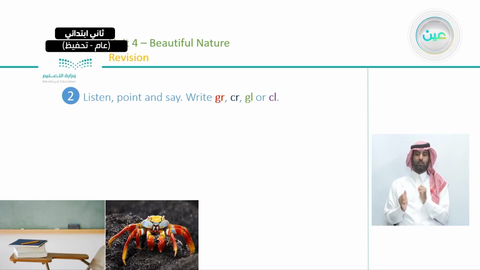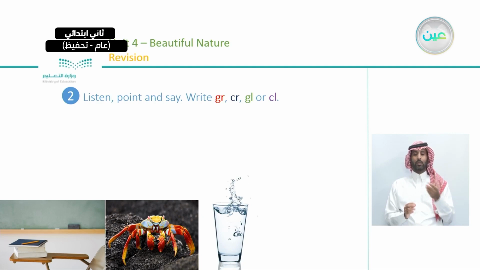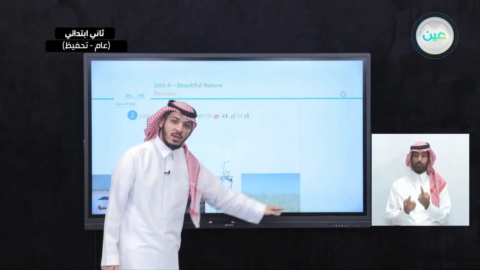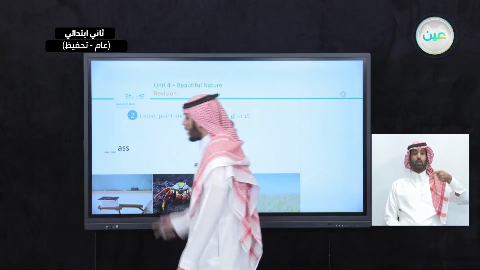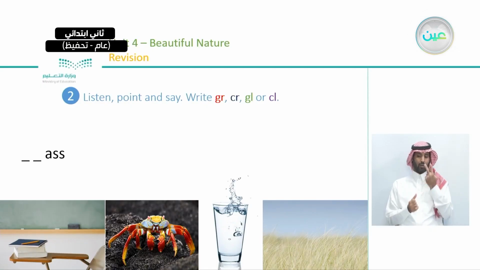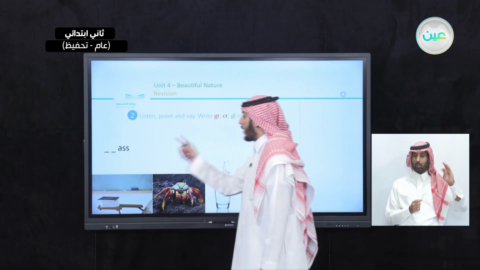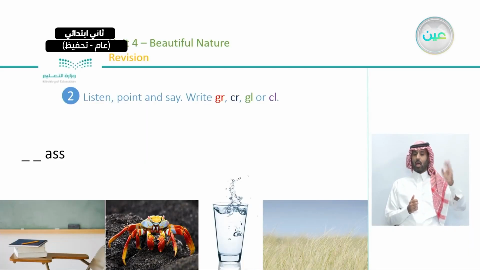Okay, and this is a small animal, and this is called crab. Excellent. And we have this glass of water. Excellent. So we have glass here, and we have grass. Okay, so the first one here says what? It's missing two letters. Okay, so let's listen and tell me after that, are they GR, CR, GL, or CL?